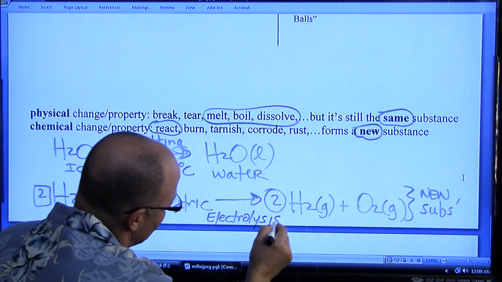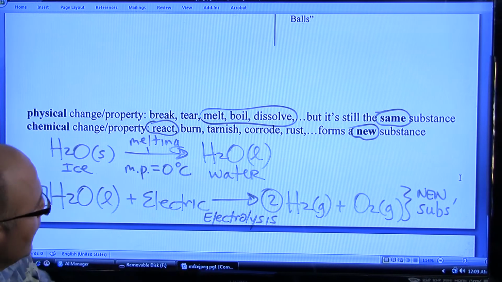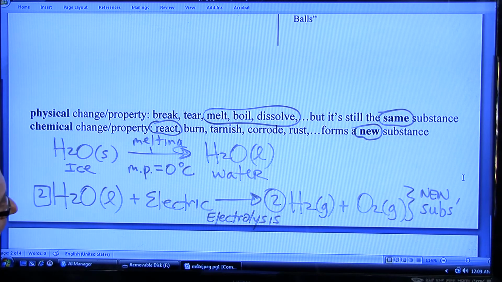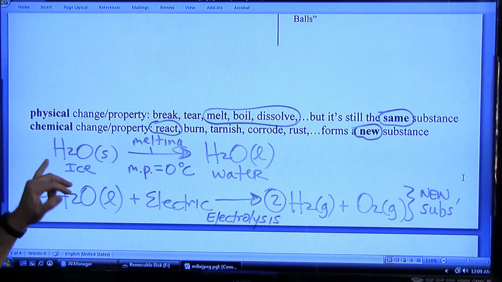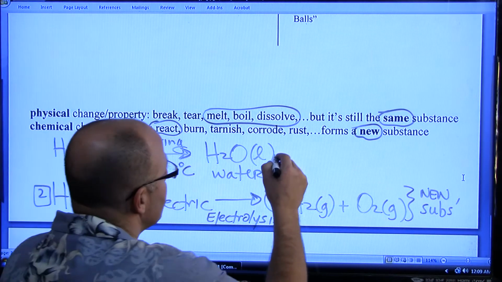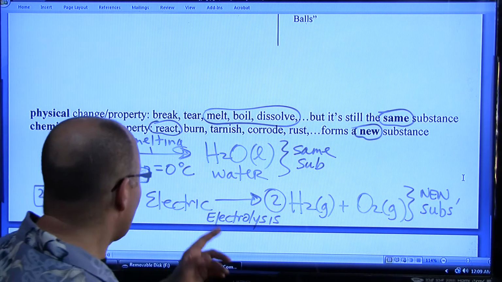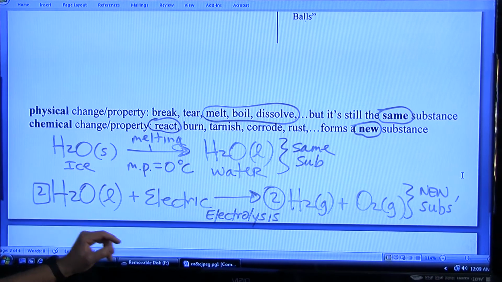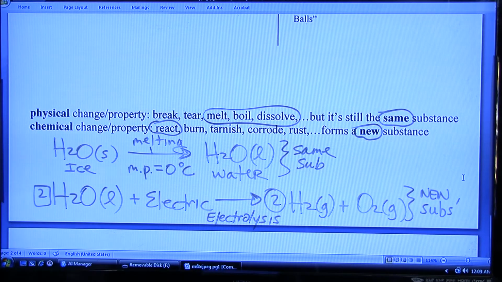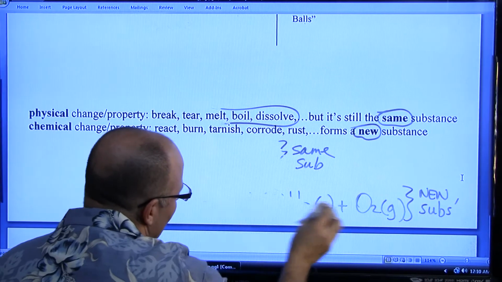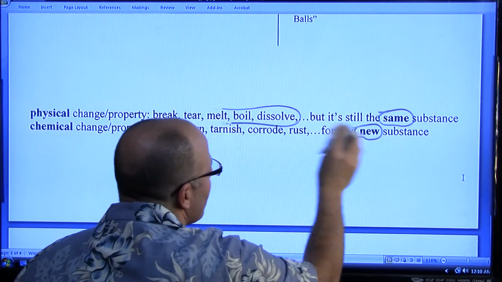By the way, this process is called electrolysis. Using electricity, electro, to split a compound, lysis. We'll talk more about that in the electrochemistry unit. Again, in the case of melting, H2O, end up with H2O, it's the same substance. In the case of electrolysis, in this example, H2O becoming H2 and O2, those are new substances, so this is a chemical change. You'll see any questions on this is just a matter of knowing the key words or noting in the example whether or not it's the same substance or different.